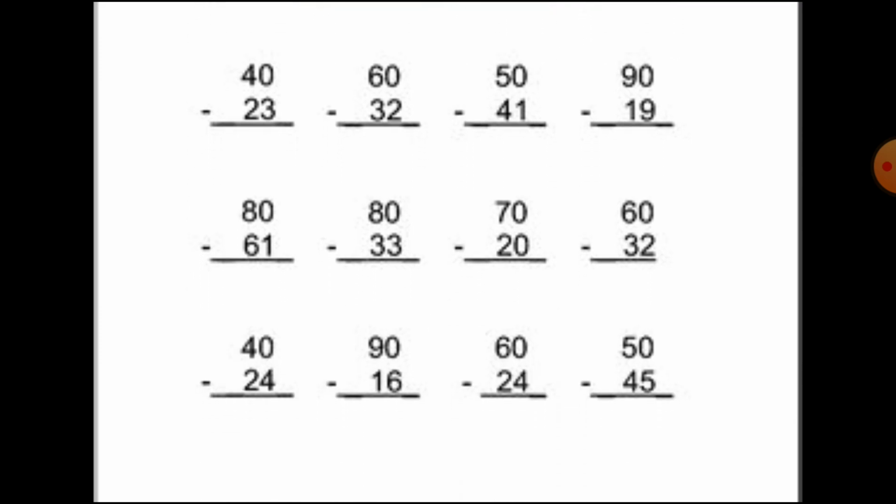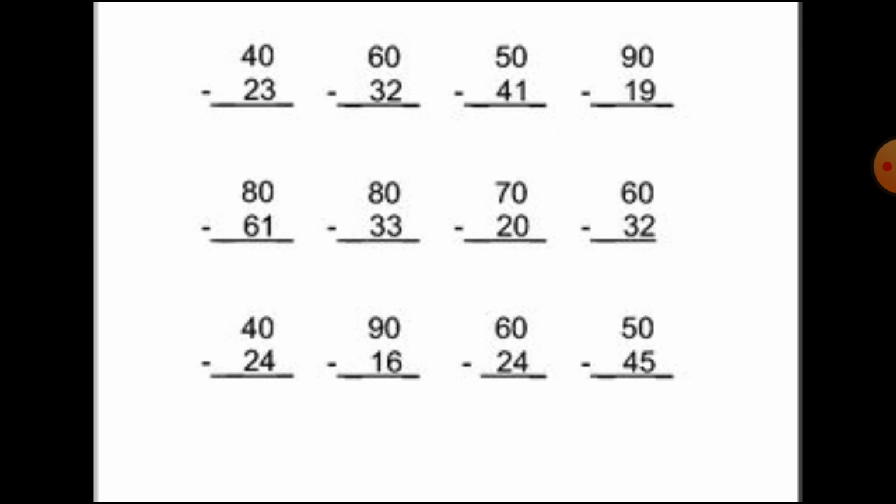Let's see the next one, which is 80 minus 61. So you also regroup it, students. Now the next sum, which is 80 minus 33. So you have to regroup this sum. Here in the 70 minus 20, no need to regroup it because in the ones column both sides are 0, top and bottom. So no need to regroup it. Here is the 60 minus 32. So 0 is at the top side and 2 is at the bottom side, so you need to regroup here.